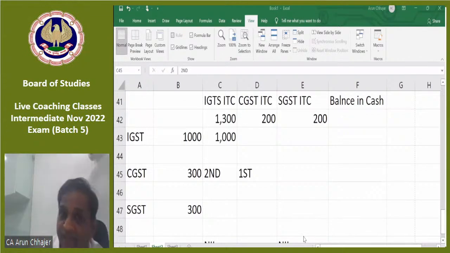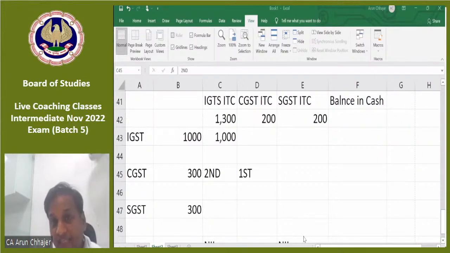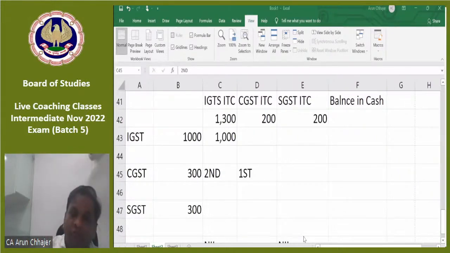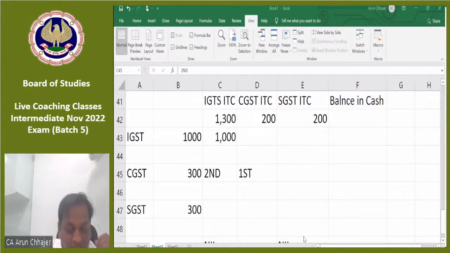See, CGST has some tax liability. Now, CGST has sufficient ITC, and IGST also has sufficient ITC. Can C take first from C and then from I? No, not possible. Why not possible?